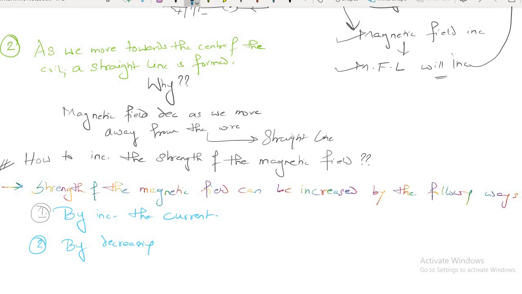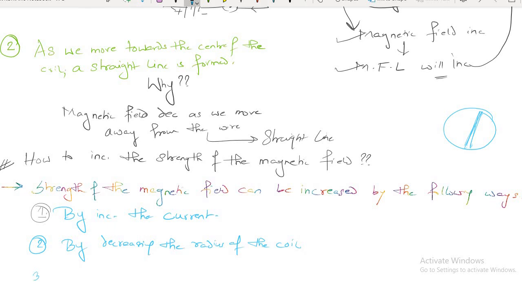By decreasing the radius of the coil. You have seen, na? As we move away from the wire, and as we move towards the center, the line becomes straight. Yes or no? So if we reduce the radius, then what will happen? Then the magnetic field will increase.